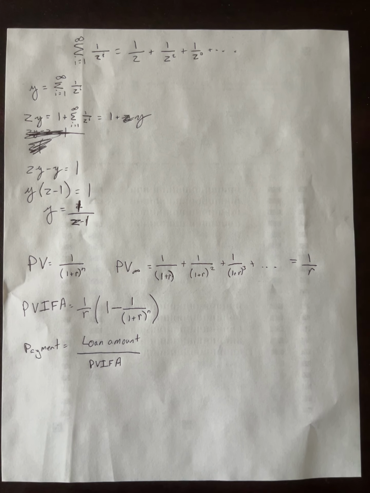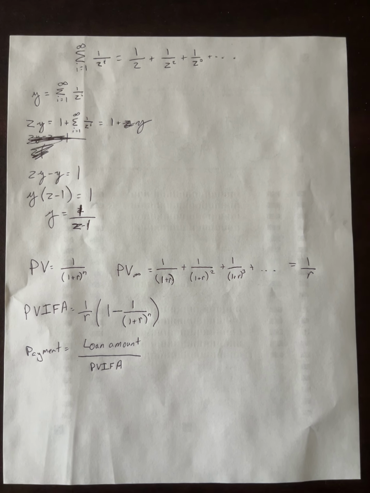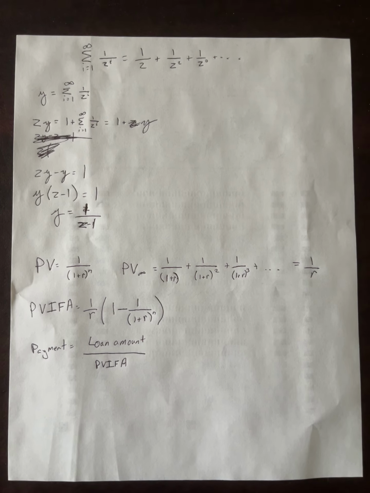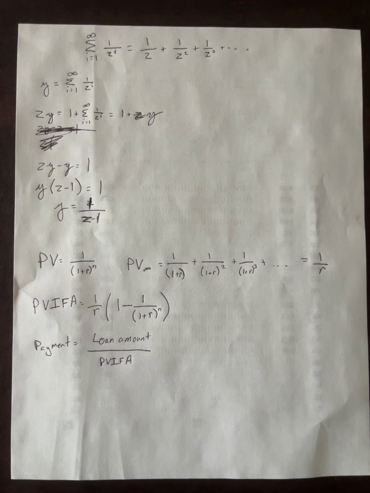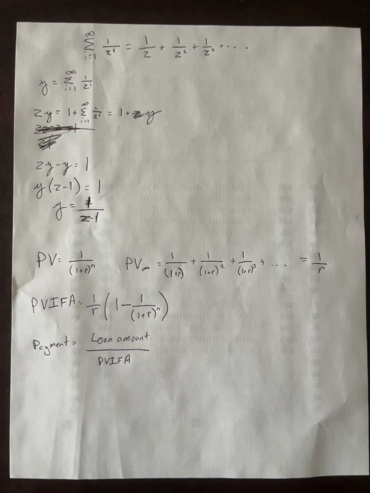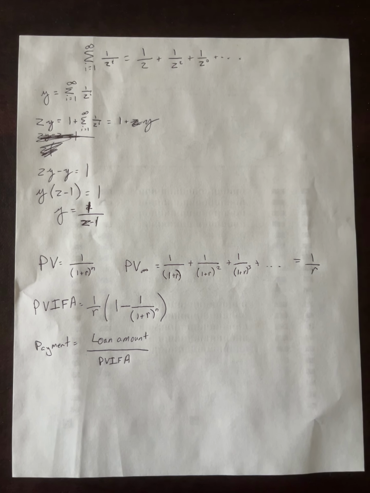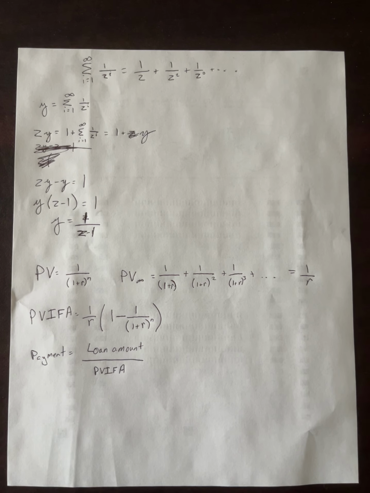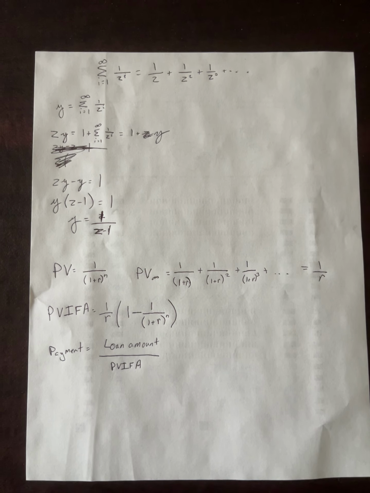Now we'll start with the inverse exponential infinite sum. Sum from 1 to infinity of 1 over z to the i power. That's 1 over z plus 1 over z squared plus 1 over z cubed, and so on out to infinity.